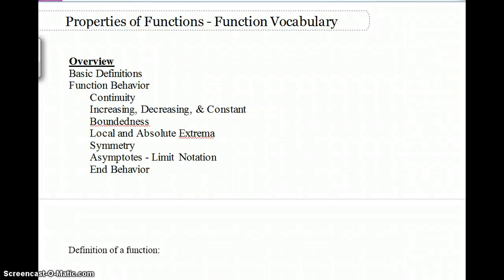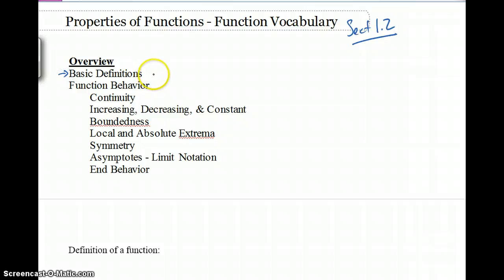Hello and welcome. This is the video for section 1.2 dealing with the properties of functions and learning some function vocabulary we will be using for the rest of the year. To start with, we have our basic definitions.